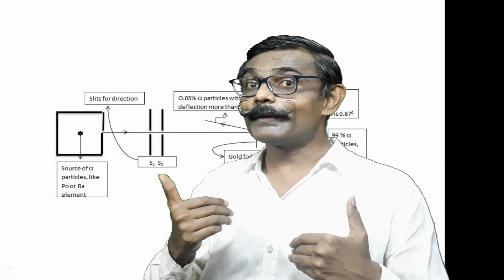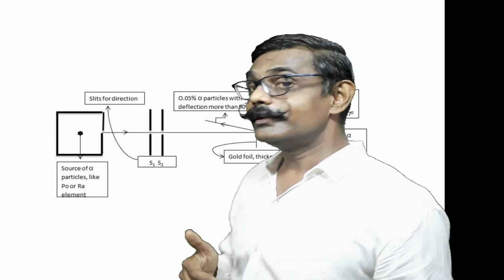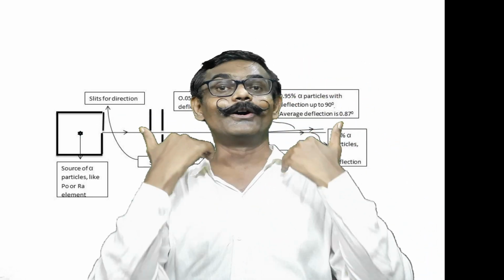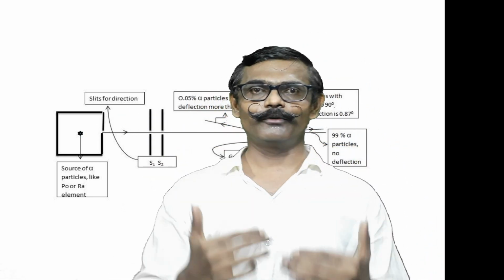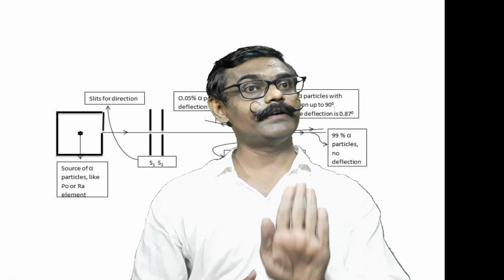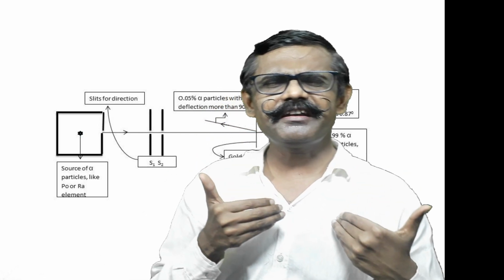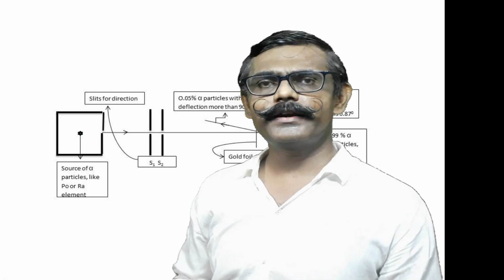And 0.05% of alpha particles showed deflection of more than 90 degrees. So they were somewhat rebounded. A few were 180 degrees, very rarely. Otherwise more than 90 degrees.